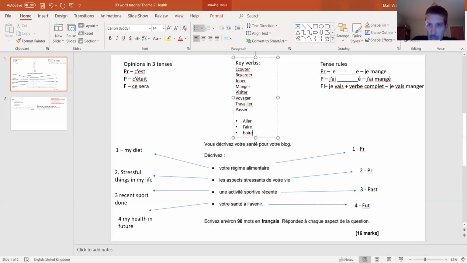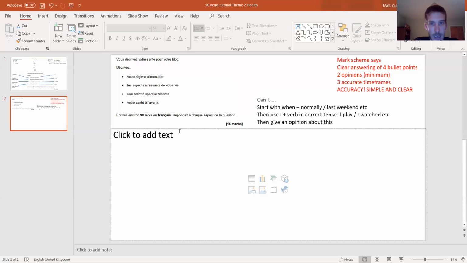Once I've done that, that is my plan. Sorted, done. I know what I'm going to write about, the 4 bullet points. I know which tense they're in. I've got my tense rules written here to refer to. I've got my opinions in the 3 tenses, and I've got my key verbs to use. So once I've done that, I'm going to get cracking and writing it.